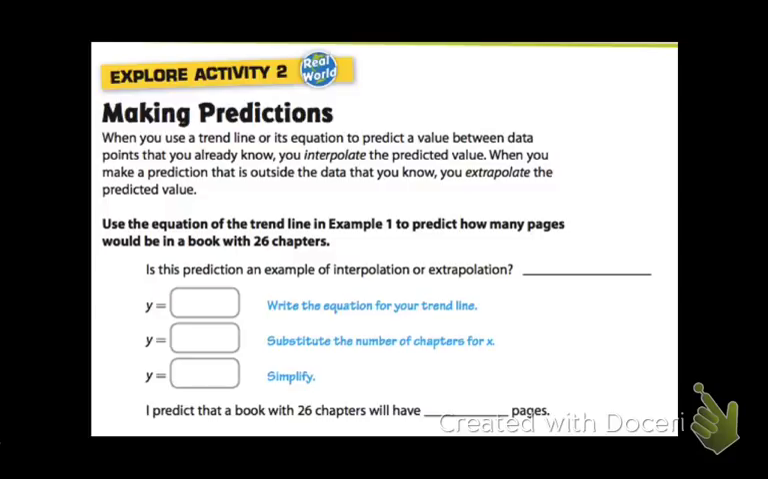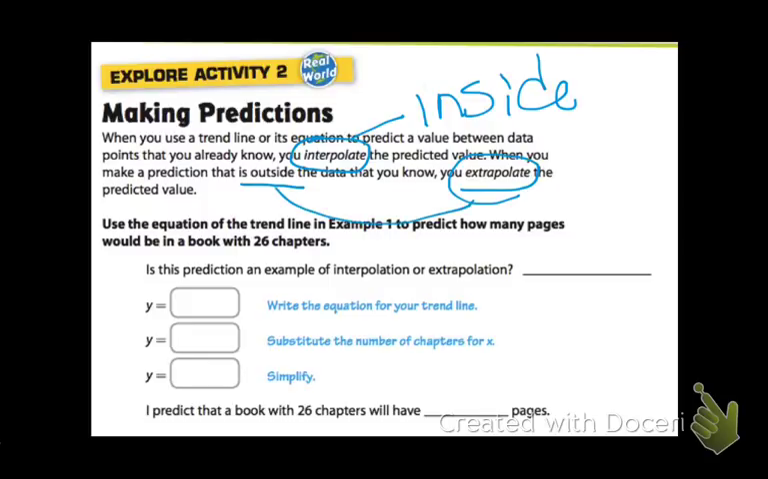When you use a trend line or its equation to predict a value between data points that you already know, you interpolate to predict the value. When you make a prediction outside of the data, it is extrapolate. So interpolate is inside the data or inside of the table, and extrapolate is outside of the table. It's extra information. So that's how I keep those two apart.